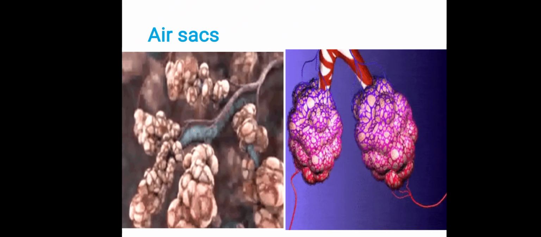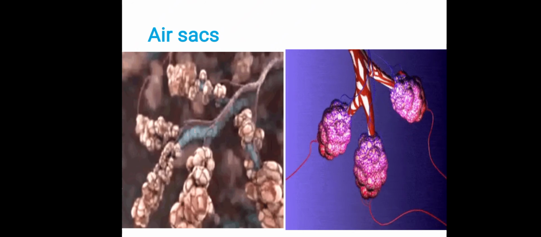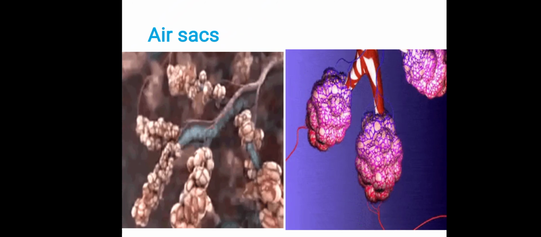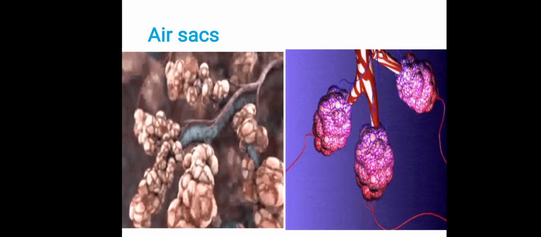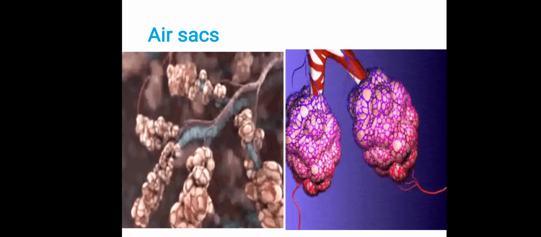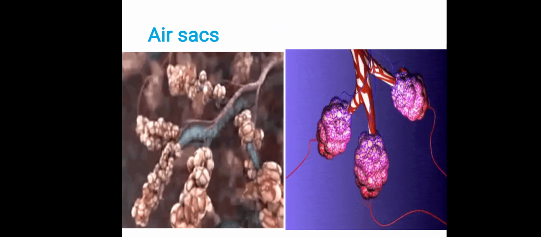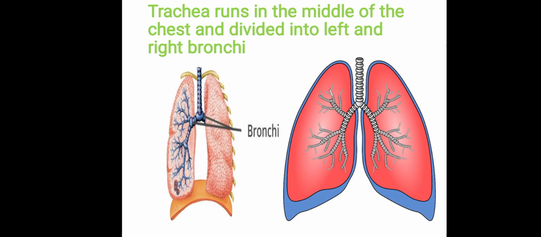This is how air sacs look. That is, when we breathe in, look at that expansion over there. The trachea runs in the middle of the chest and divides itself into left and right bronchi.